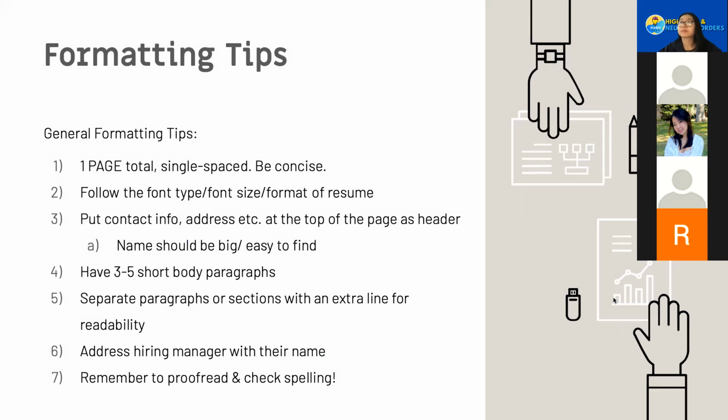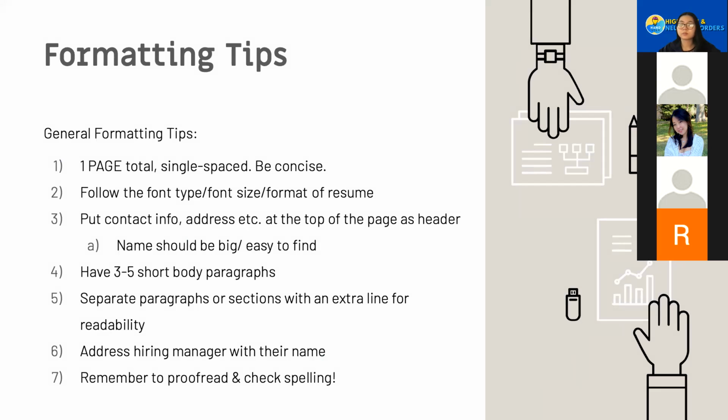In terms of some formatting tips for your cover letter, make sure to have a 1-page cover letter with single spacing throughout the text. Also make sure to be concise throughout that letter, and make sure to follow the font type, font size, and overall format of your resume alongside your cover letter. So make sure you have the right colors and right themes in that cover letter that kind of go along with your resume. In regards to your header, include your contact information, address, and other information while keeping your name at the top where it's easy to find.